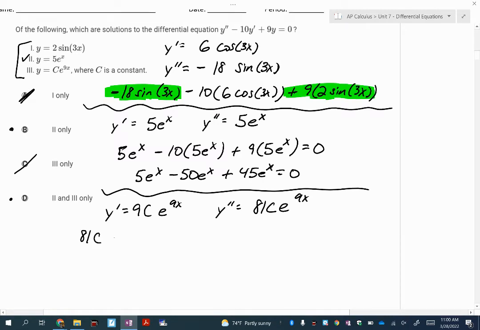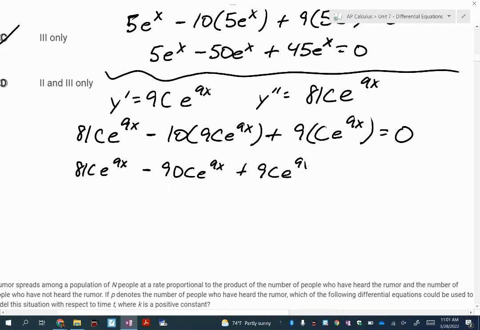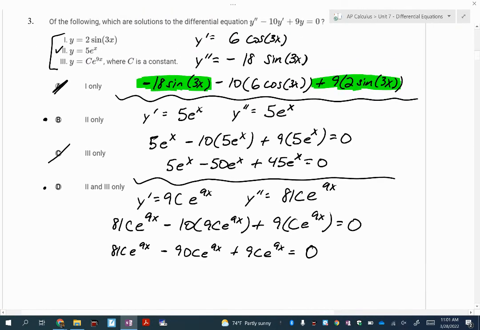All right, so now we plug it into the original differential equation, which they want double prime, so 81c times e to the 9x minus 10 times 9c times e to the 9x power, and then finally plus 9 times my original function, which is c times e to the 9x power. All of that should be 0. Let's zoom in. So that's 81c times e to the 9x power, minus 90c times e to the 9x power, plus 9c times e to the 9x power. All right, so 81c minus 90c is negative 9c. Negative 9c plus 9c gives you that 0. All right, so 3 also works. So the answer is going to be D.